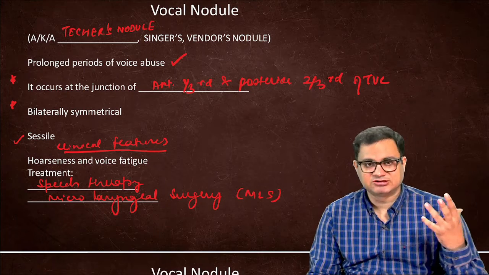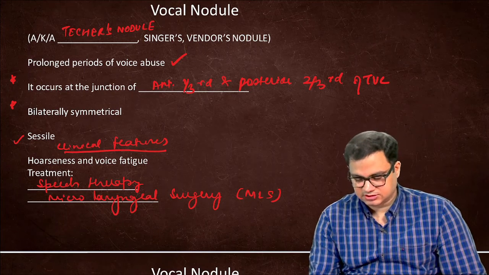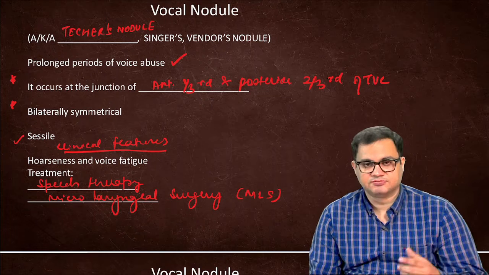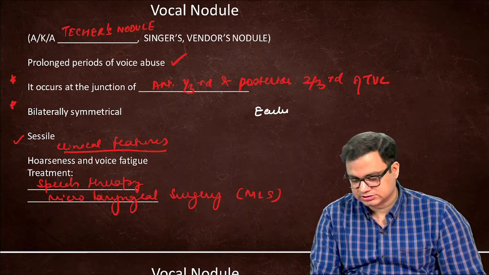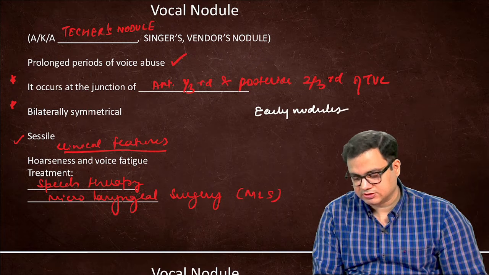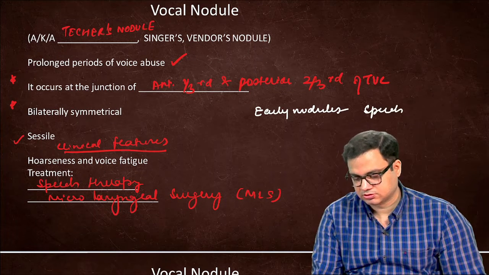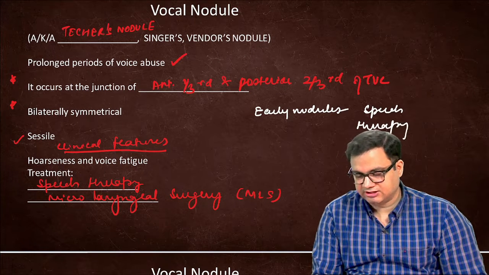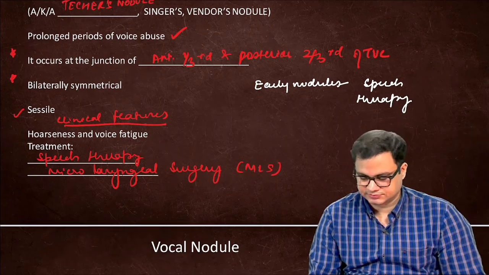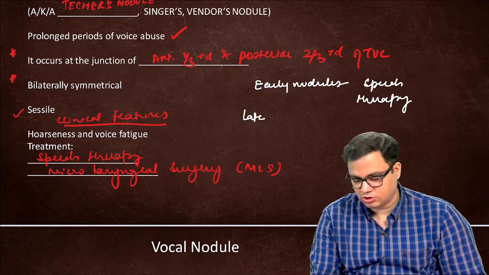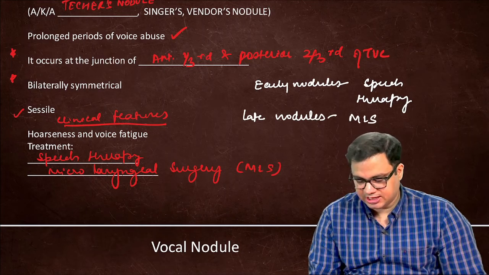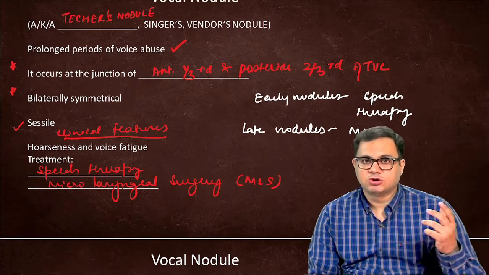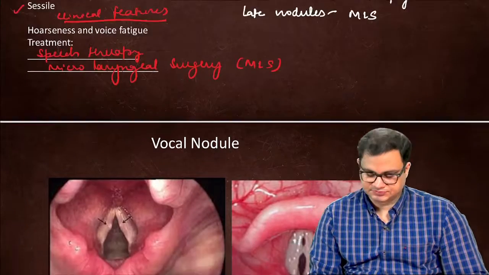Basically, the treatment depends on whether the patient has early or premature nodules. If they are early nodules, you go for speech therapy, and if they are late nodules or formed nodules, you go for MLS, that is, microlaryngeal surgery.